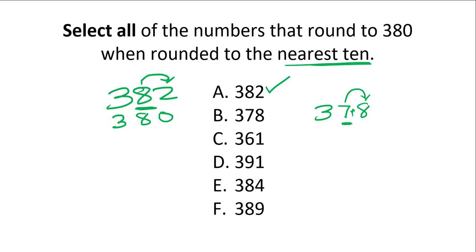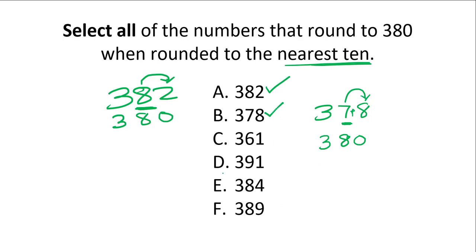So the digit in the tens place will go up by 1. The 3 will remain the same. The 7 goes up by 1, which now becomes 8. Everything after the underlined digit becomes a 0. When rounded to the nearest 10, it is a 380, so B is an option as well.